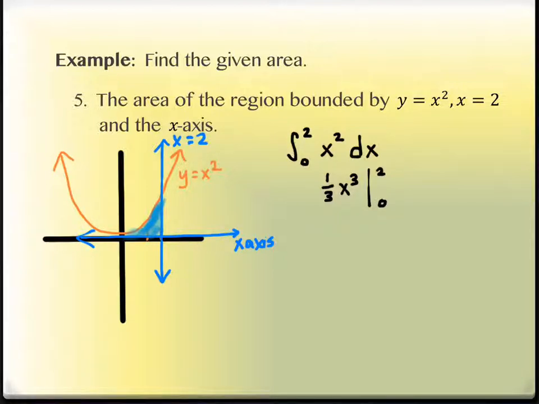We could use a calculator, but honestly, this is a pretty straightforward evaluation, so I'm not going to bother with it. I have 1/3 times 2 cubed. And then I technically have the 1/3 and 0 cubed. Obviously not a very exciting value. What is the grand total that we have here? 8/3.